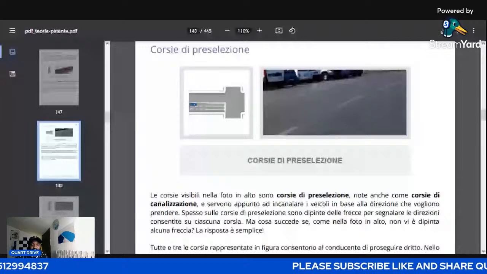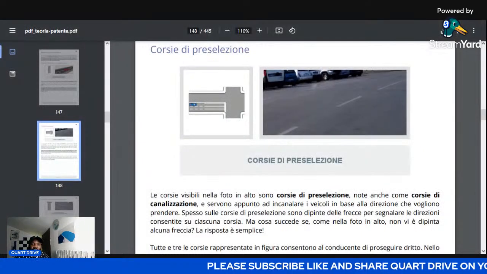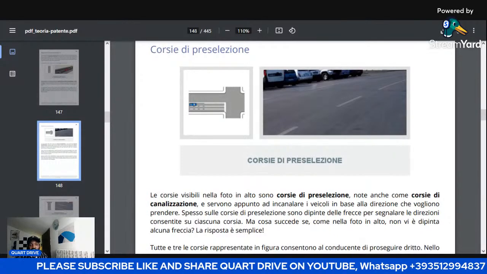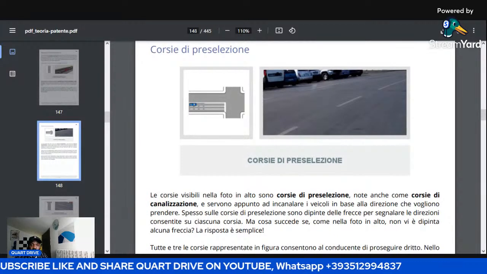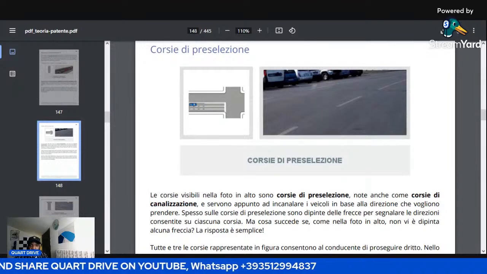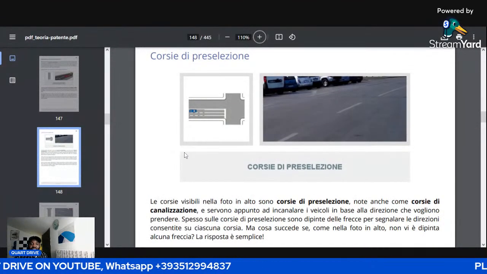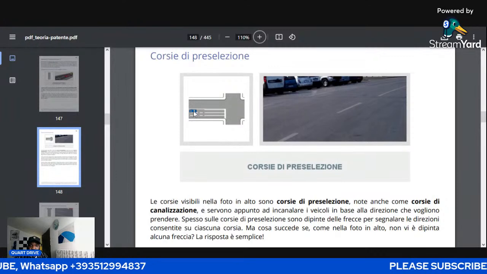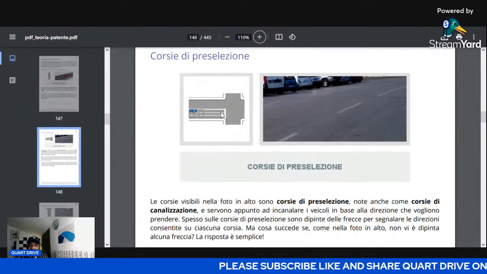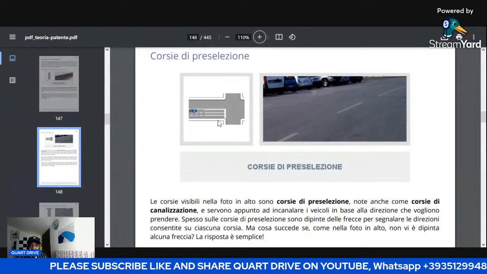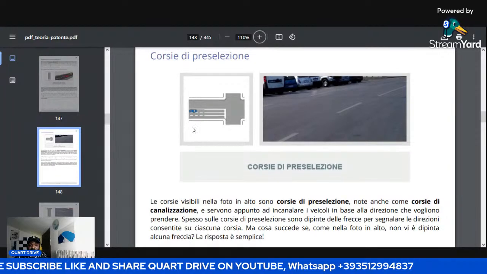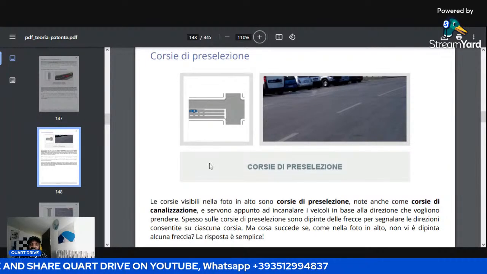So that is the corsia di preselezione. So you have to make sure you pre-select the lane that you are going to use before getting to where the linea is continua. So you cannot just come from the first lane, where the blue car is, and come to this place and reselect the lane at the frontier. It is not allowed. So when you talk of corsia di preselezione, that means you have to pre-select before.